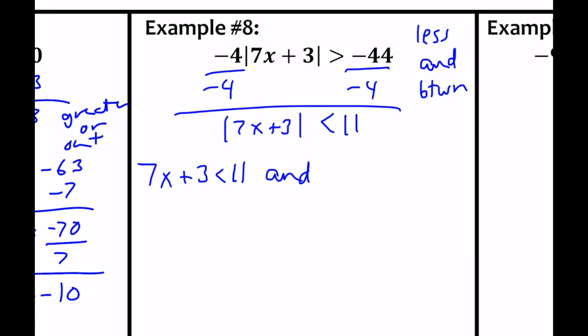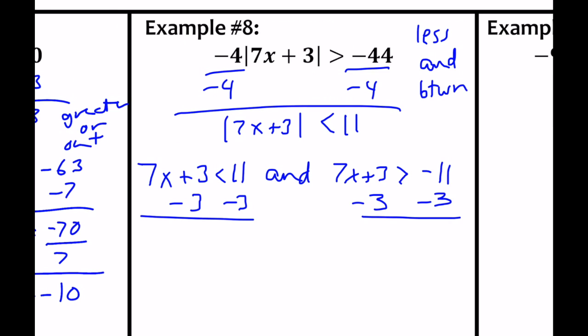So less problems are and between. We copy down the problem exactly without the bars. Second time we write it, we reverse, so the less than sign becomes a greater than sign, and 11 becomes negative 11. Subtract 3 from all 4 parts. 7x is less than 8, and 7x is greater than negative 14.